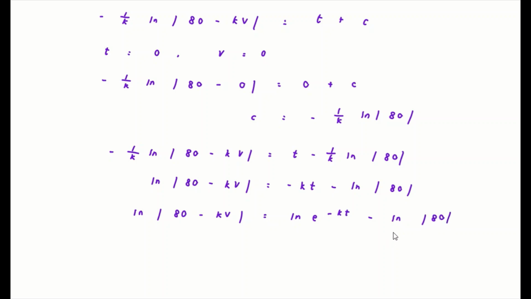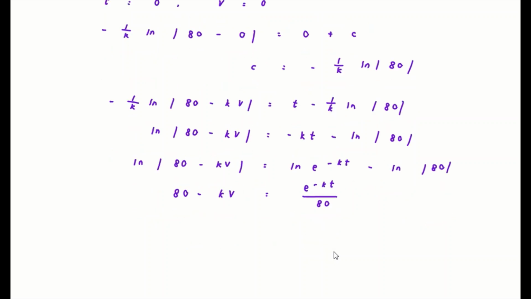Okay, so in this case, these two can be combined. So that's why we have 80 minus kv. So make sure it's divide, yeah. So e negative kt over 80. Is that okay? Yeah, so after you get this thing, then am I doing anything wrong? It seems yes. Yeah, this part. Sorry for that. So negative, multiply negative k. So this should be plus.